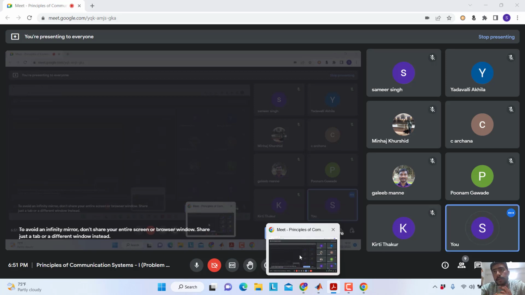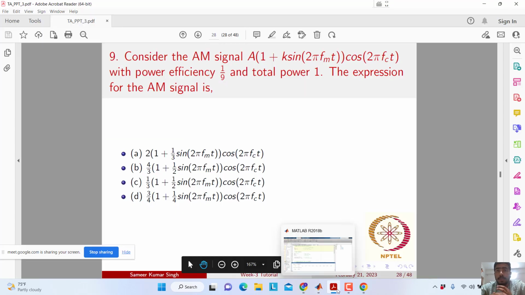Anyone other than Miraj, Minaz? Anyone got the answer? Question number 9 is given.